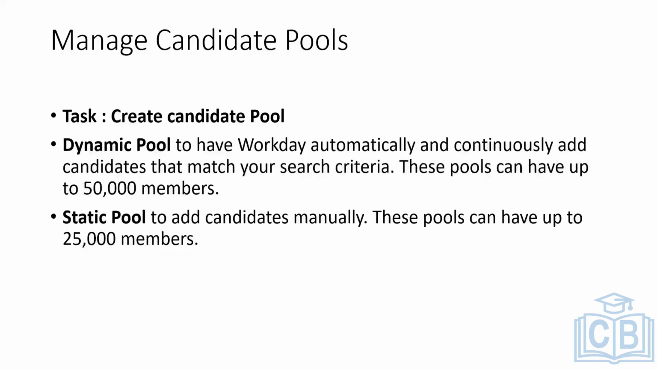Then manage candidate pool. We have seen two types of pools are there. In dynamic pool, we can add 5,000 members, and in static, we could have 20,000 members. In static, we have to add manually. In dynamic, automatically it would be added based on search criteria.